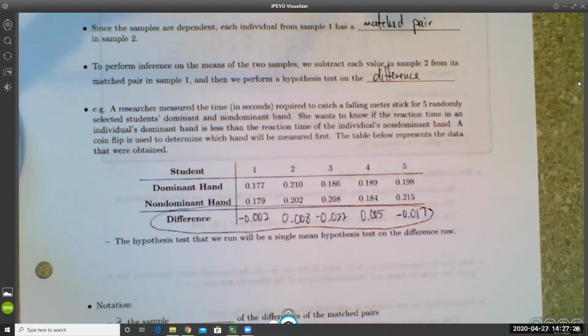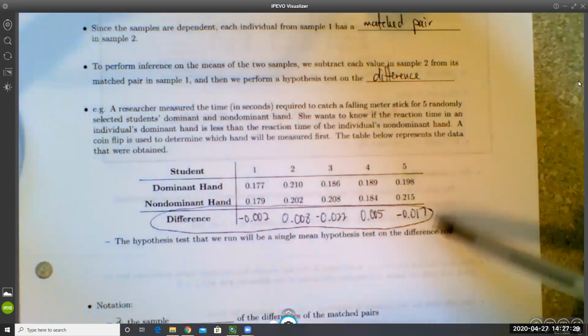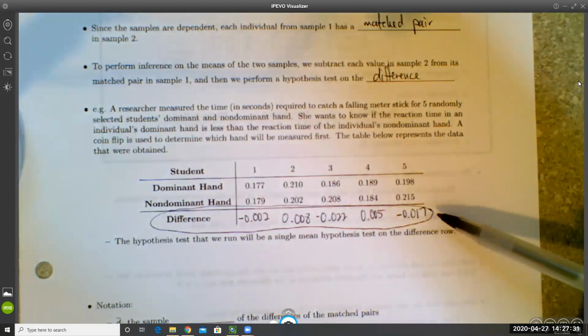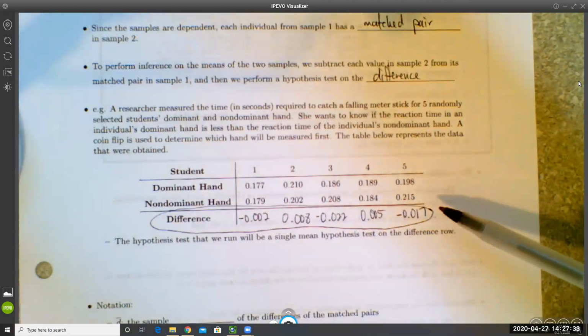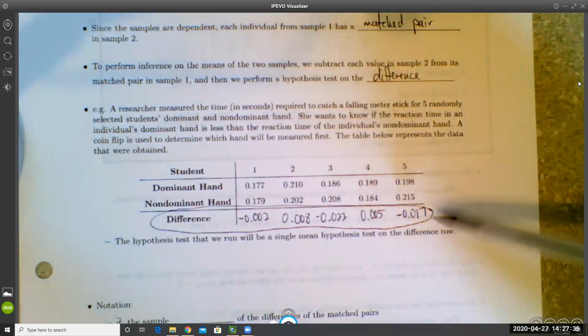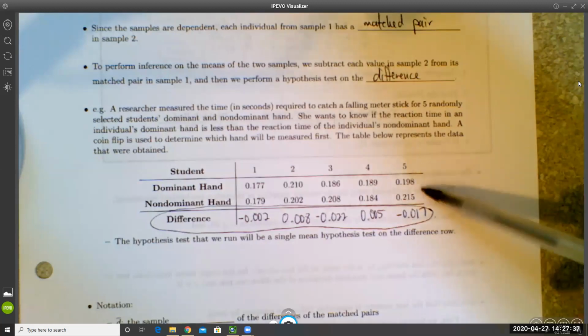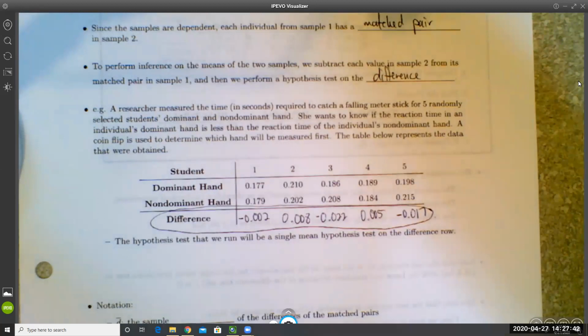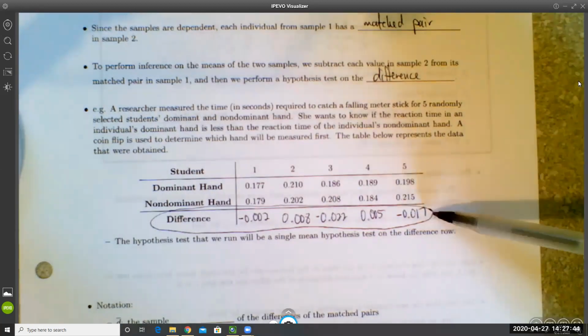So what we're going to test for is to see if the mean is 0 or if the mean is different from 0. If the mean is 0, then that means there's no difference, right? There's no observable difference on average between the dominant and non-dominant hands. So that's what we're going to do.